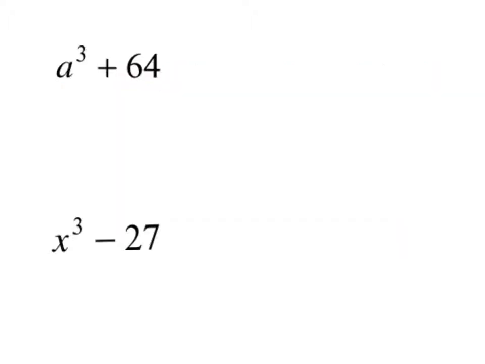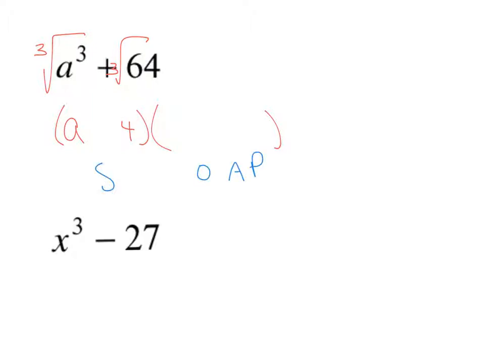So here's my first example. The first example is sums. My first thing I'm going to do is take the cube root of each. And I have A and 4. So I know I'm going to have two sets of parentheses. I'm also going to write the letters SOAP, so I know my signs. So my signs will be the same as what I started with for the first sign, so it'll be positive, and opposite will be negative, and this is always positive.